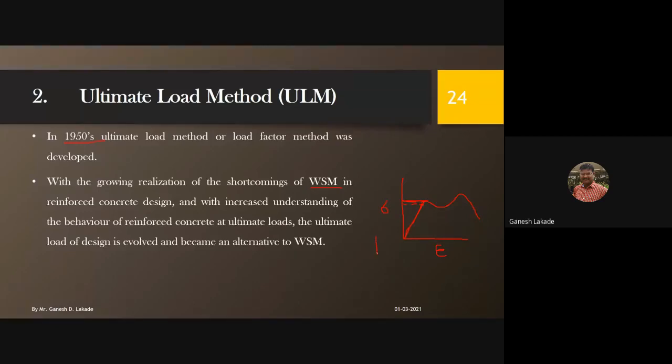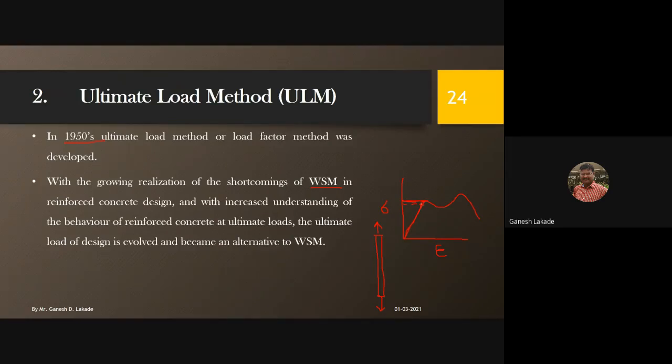Suppose you have taken a rod, and you apply a tensile force on this bar like this. As you apply the tensile force on this bar, what happens? Up to the elastic limit, you will find that there is no change in the dimension or the diameter of the bar. You have performed this experiment in the strength of materials laboratory.